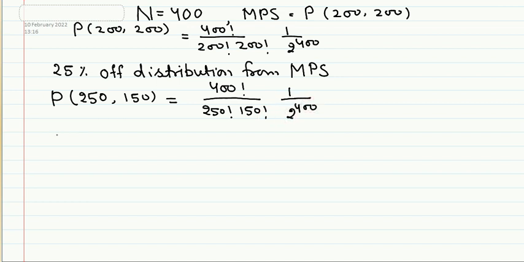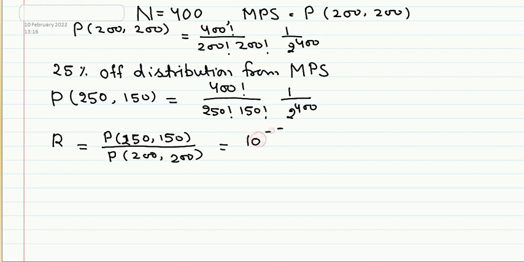Now let us calculate the relative probability. Relative probability means the 25% off distribution, that is 250, 150, divided by the most probable distribution, which is 200 and 200. So when we divide all this, we get the result as 10 to the power minus 5.